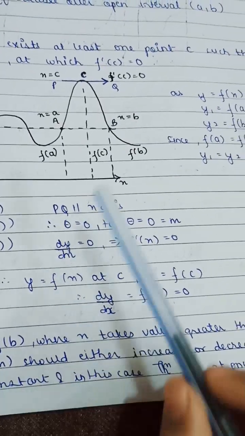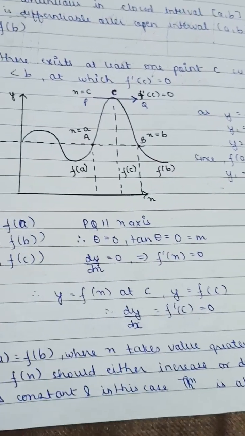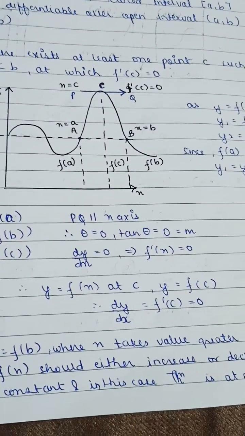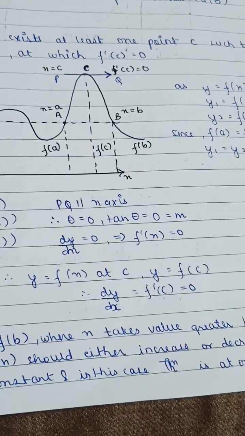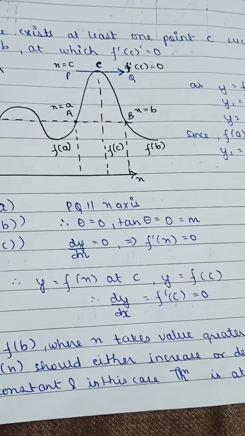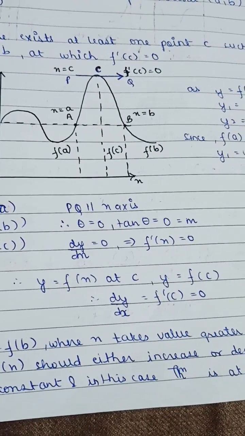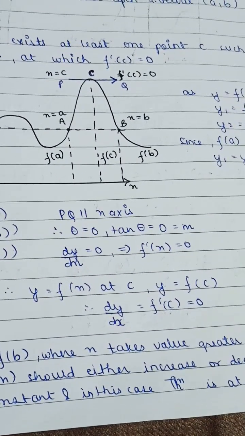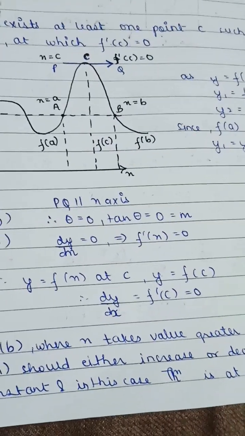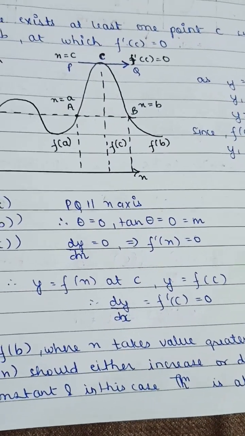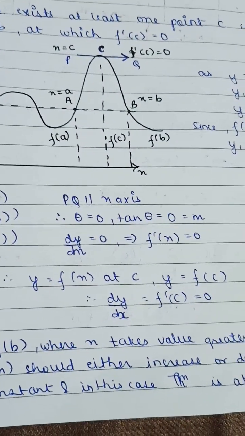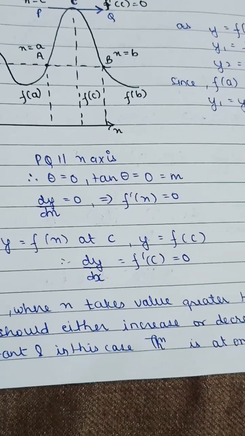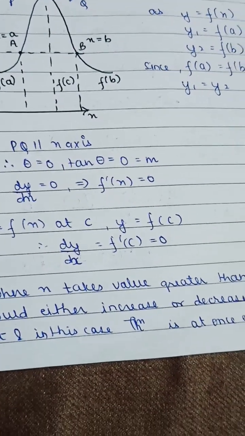And as PQ is parallel to the x-axis, therefore theta equals 0, then tan theta equals 0, and it is also the slope, so it is equal to m. And as it is the slope of PQ, m equals 0, then dy by dx is also the slope, which is equal to f'(x), and therefore equals 0. Therefore y equals f(x) at point C, then y equals f(c). Therefore dy by dx equals f'(c) equals 0.